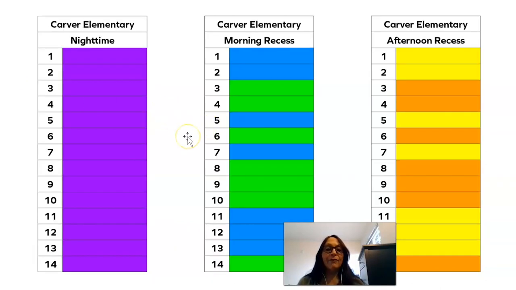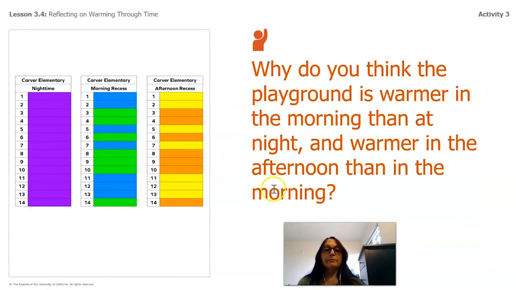So here we have all our data put together. Cold, very cold, and cold, then cool, then warm, then hot. So here we have all the data that has been collected. So why do you think the playground is warmer in the morning than at night? And warmer in the afternoon than in the morning? What do you think that is?